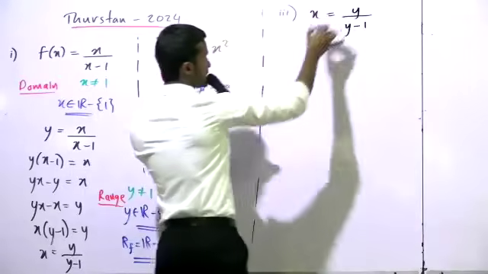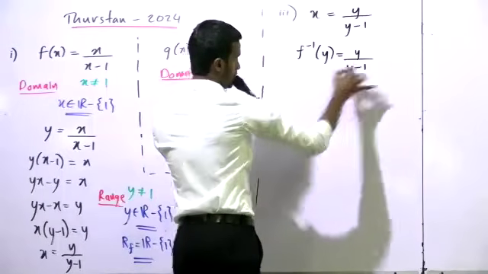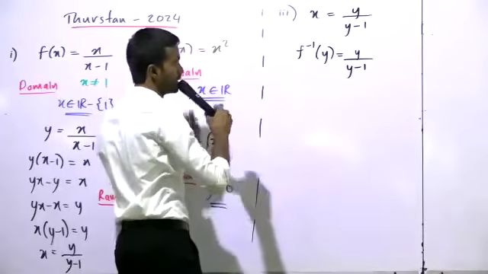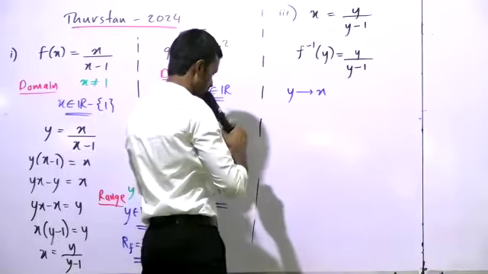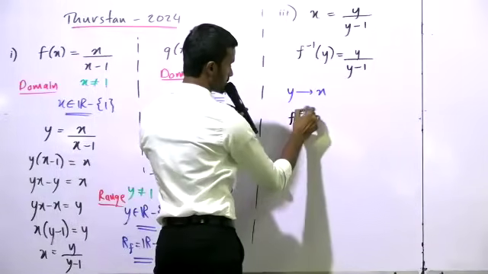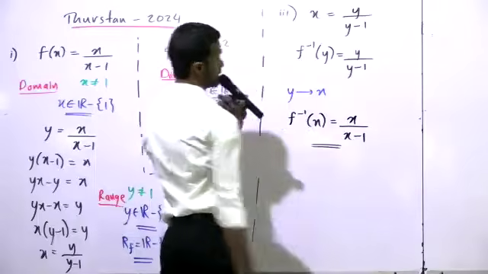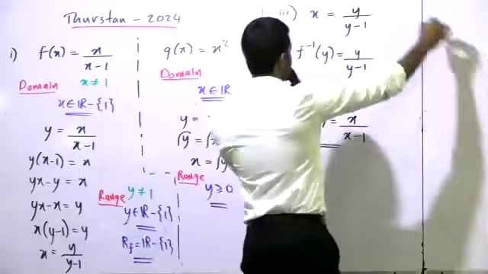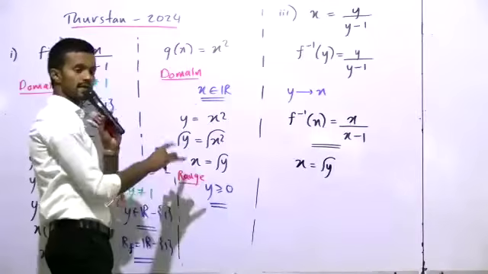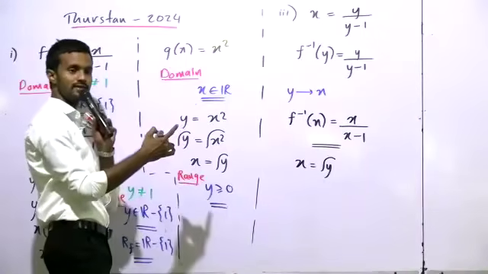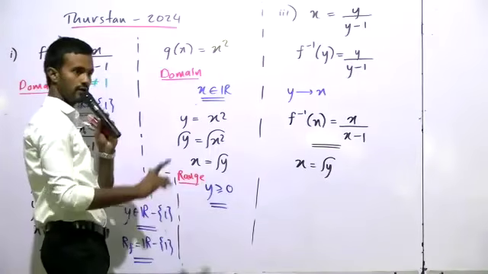y over y minus 1. So what is x? It's f inverse y. So then it is a variable change. y has been changed to x. I get f inverse x is equal to x over x minus 1. Clear? And then when you find in g(x), x is equal to root y. So the inverse of g(x), it's not f inverse, okay? It's the inverse of g(x), it's g inverse. Okay, not f.